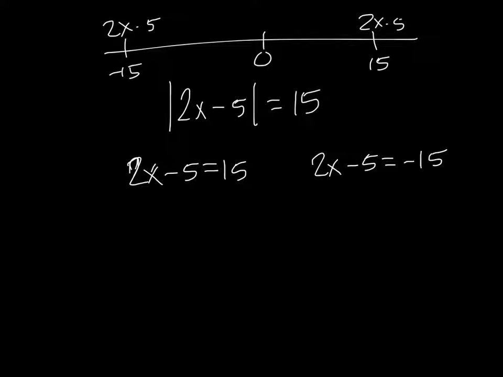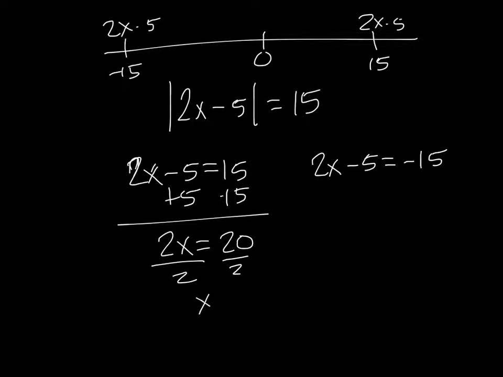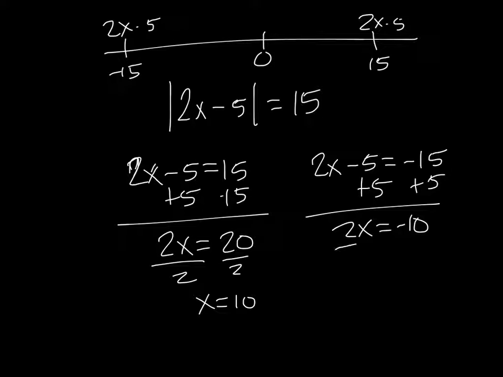Then I go ahead and solve both of them. Add 5. So then 2x equals 20, divide by 2, x equals 10. Or over here I add 5, and I get 2x equals -10, divide by 2, x equals -5, and there's my two answers.